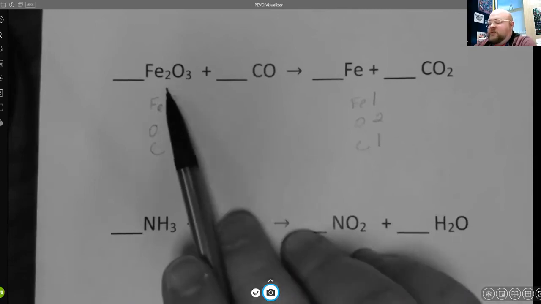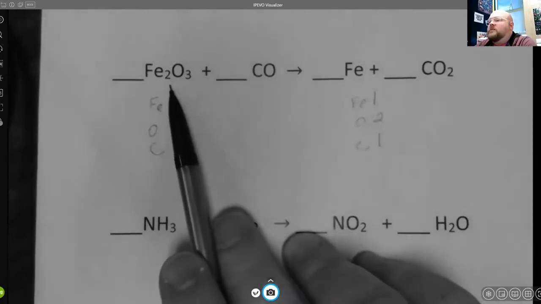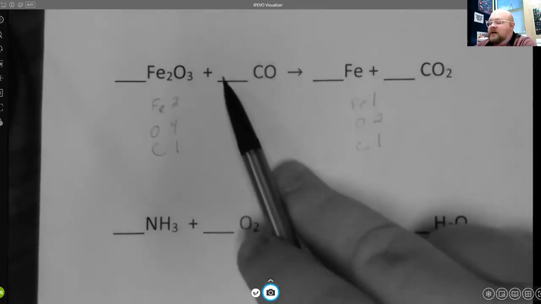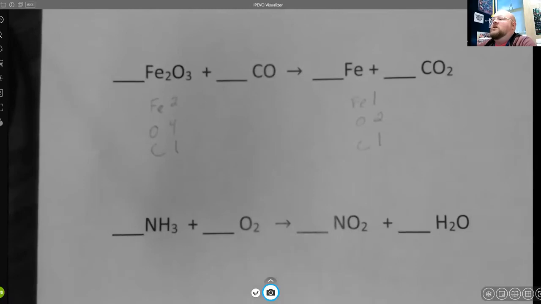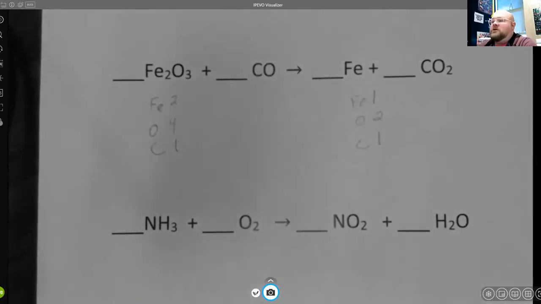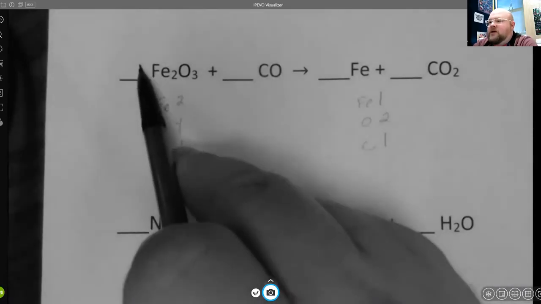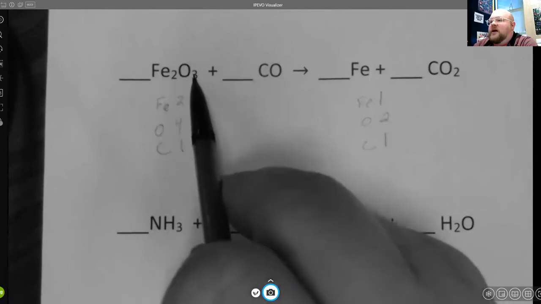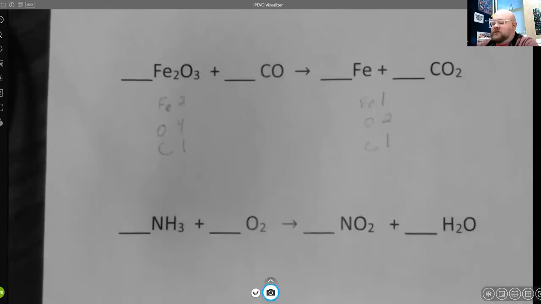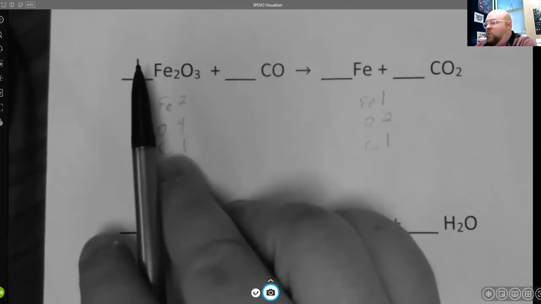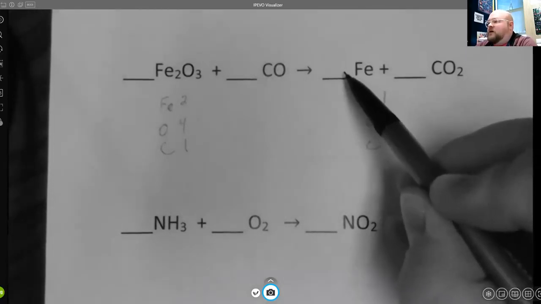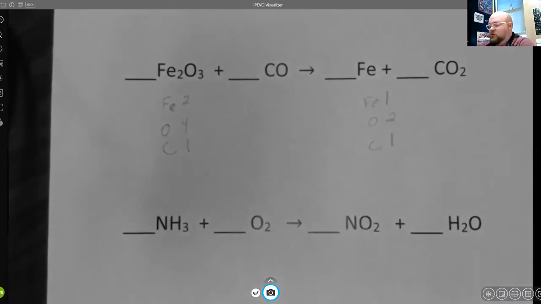Now, as you can see, we have these little subscript numbers. Those numbers, you have to think of them as locked in place. They are permanent. You cannot change them. But what you can do is put a number in front of the element in these blanks that multiplies the whole element or compound by that many. So this is just an example. If I were to put a 3 here in front of this, that would be 2 times 3 to give me 6 irons and 3 times 3 to give me 9 oxygens. Now I'm not going to put a 3 there, but that's what that would do if I did. If I put a 2 in front of this iron over here, then suddenly it's multiplied by 2 and I have 2 irons.